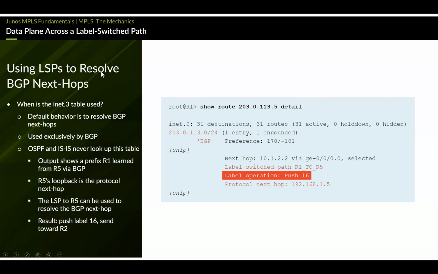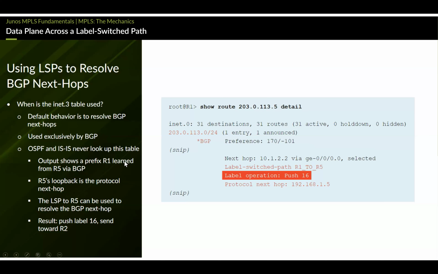See here, using LSP to resolve the BGP next hop. When is the inet.3 table used? The default behavior is to resolve BGP next hops, used exclusively by BGP. Only BGP will use this. OSPF and IS-IS never look up this inet.3 table.